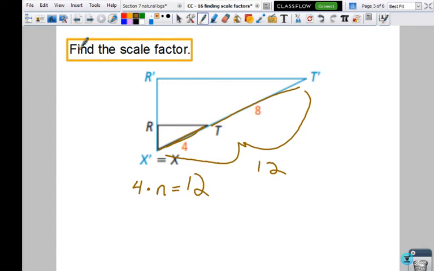And then we go through and solve it by dividing by 4, and we get n equals 3. So you've got to be careful, because even though this piece is 8, I also need this other little piece of 4 right there. My bad, I put them both together. That was on me.